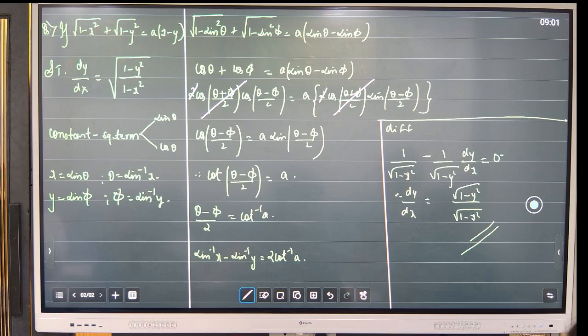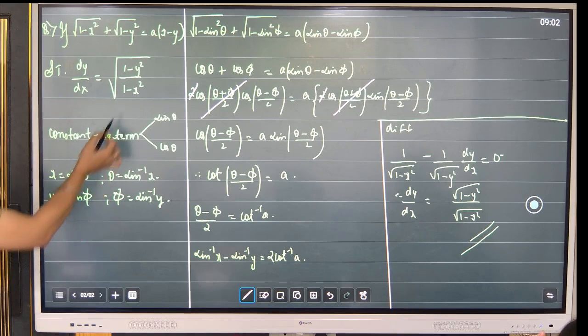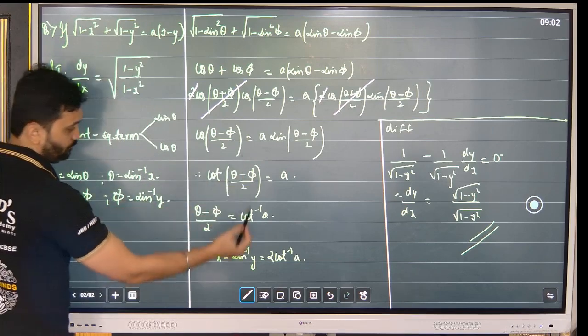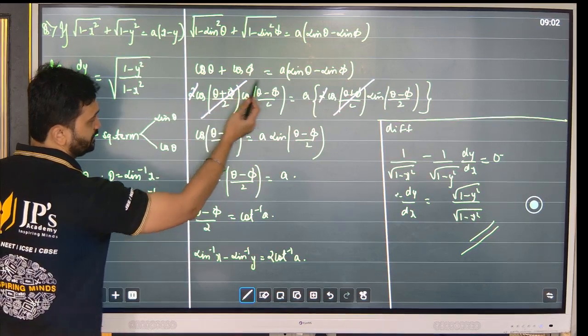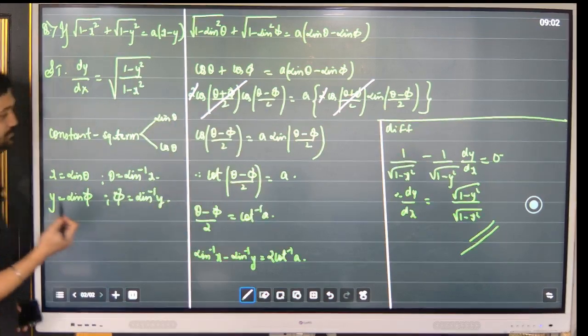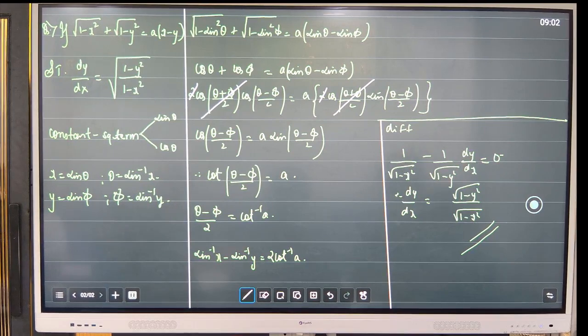So what we have done is nothing complicated. Since this looks like 1 minus x square and 1 minus y square, I can directly substitute the value of x as sine theta and y as sine phi. You can do it by cos also, you still get the same answer. We have used trigonometry, your formulas for sin c plus sin d, sin c minus sin d, and cos c plus cos d. These are the kind of sums that will always come.